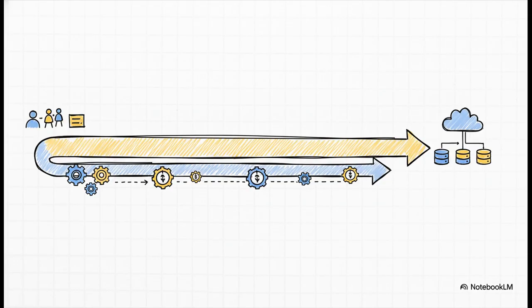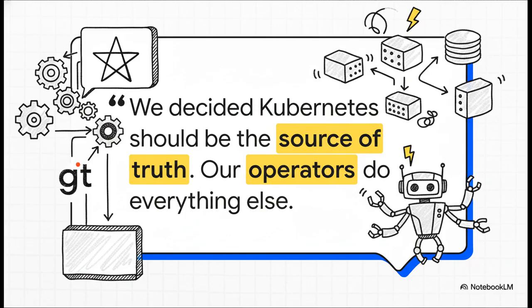Ultimately, what this all comes down to is that this isn't just a technical decision. It's a strategic one. It's about aligning your automation strategy with where your team and your entire platform are headed. And I want to leave you with this really powerful idea from one company's founder. For them, they made a decision. They decided Kubernetes itself should be the single source of truth for their system state. Git is where the code lives, sure, but their custom operators, they do everything else. Now that is a fundamental shift in thinking, and it might just be the future of how we build platforms.